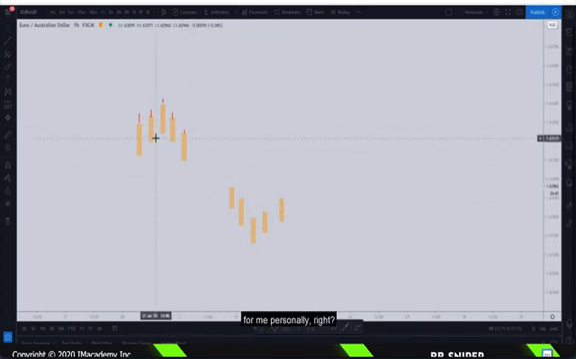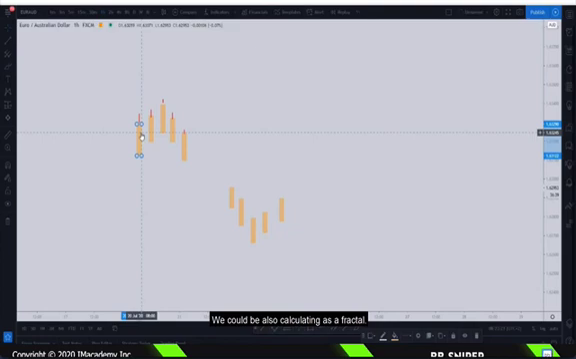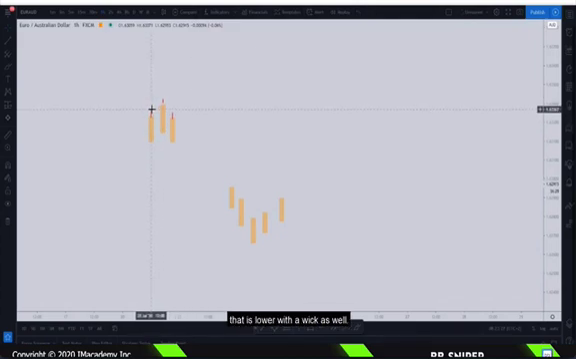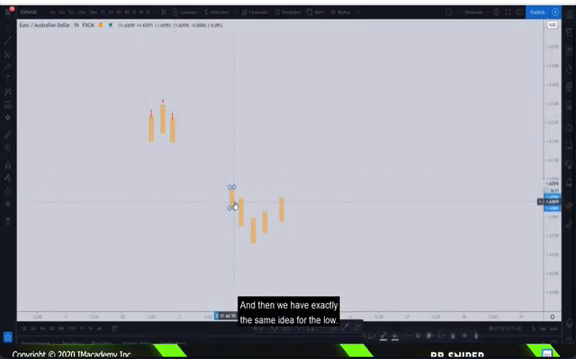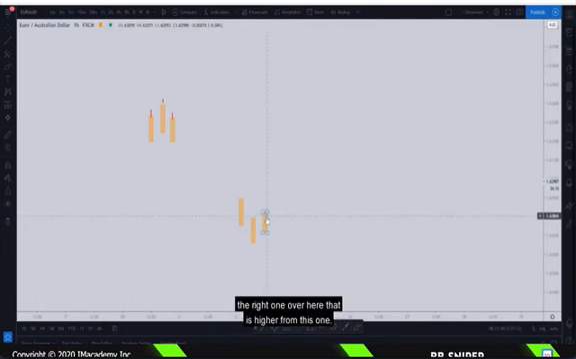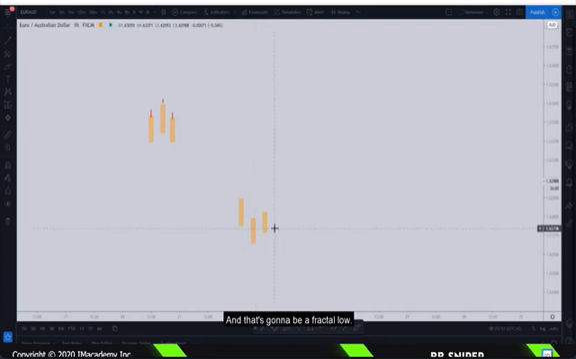Now for me personally, we could also count a fractal with just a 3 candlestick pattern. That means we have 1 candlestick on the left that is lower, with a wick as well, and 1 candlestick on the right that is lower than this high, and that would be the fractal high. We have exactly the same idea for the low: one candlestick on the left that is higher than the lowest one, and the one on the right that is higher as well, and that's going to be a fractal low.